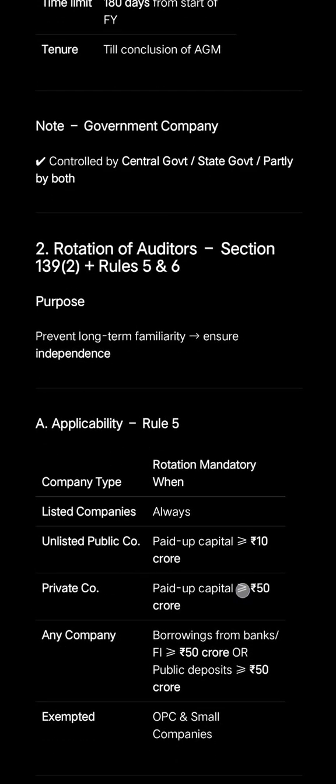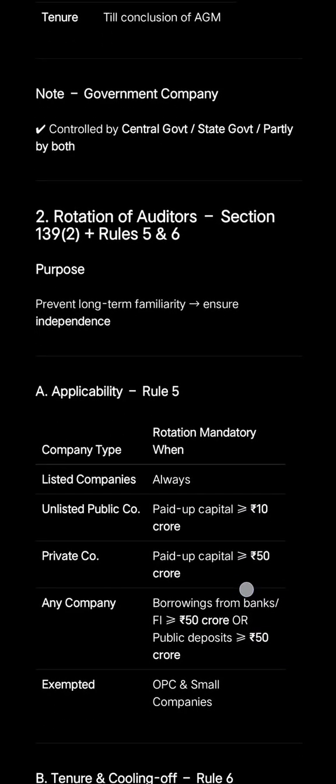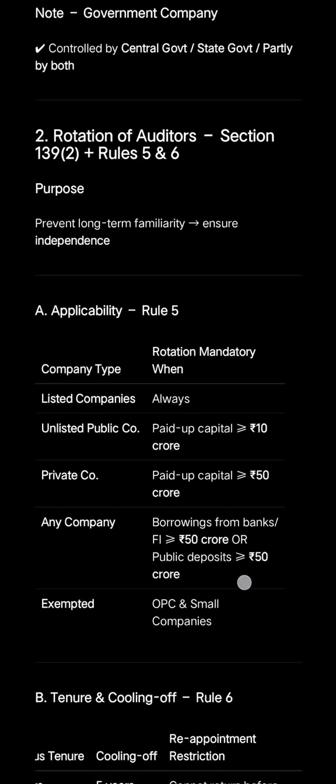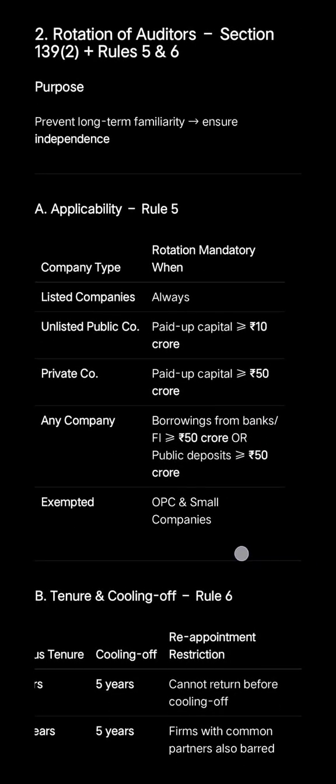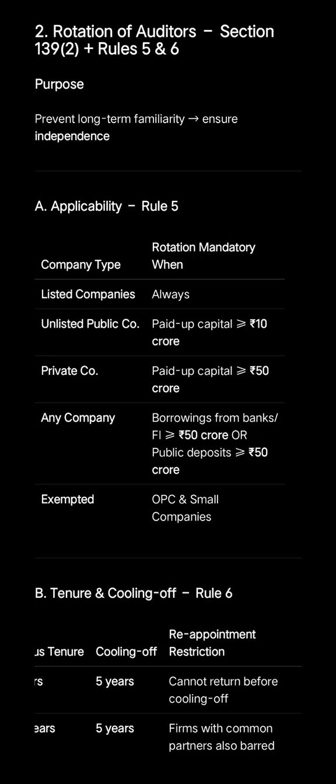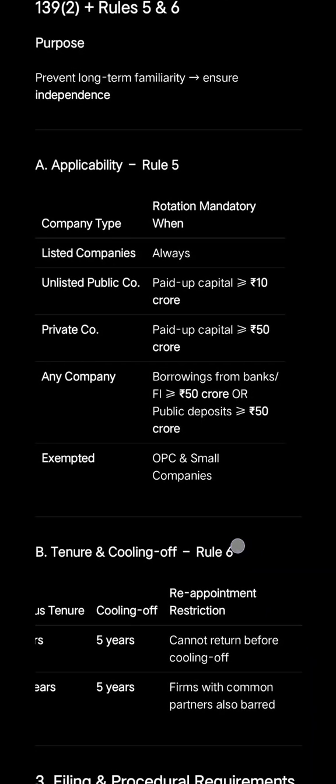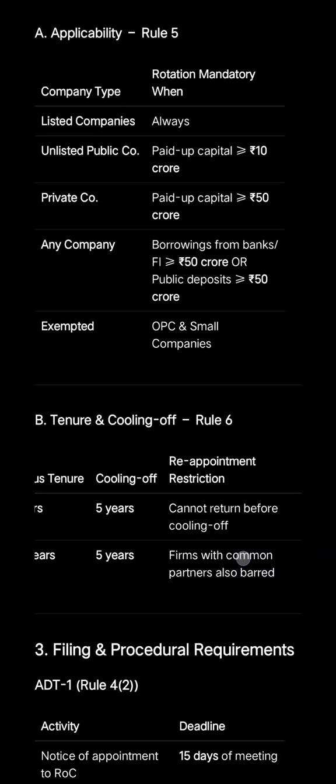And there are some sections and subsections about rotation of auditors. For a listed company, rotation is mandatory. For an unlisted company, the paid up capital should be greater than or equal to 10 crore, then they have to appoint an auditor for rotation. For a private company, paid up capital should be greater than or equal to 50 crores.